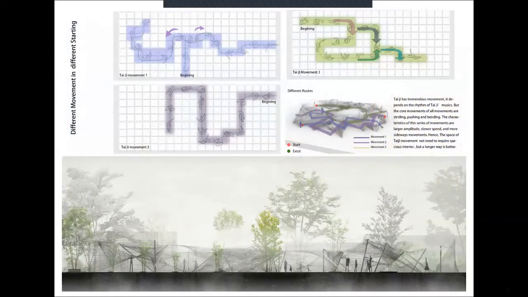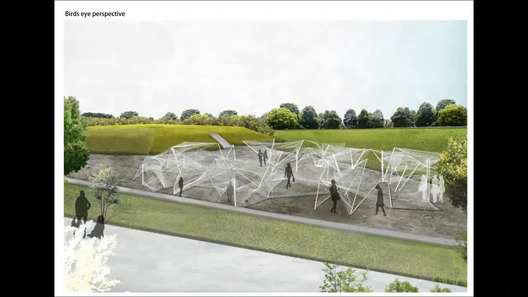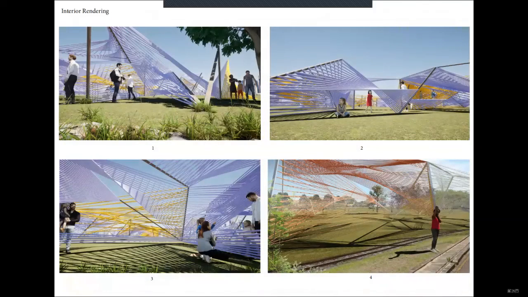Taiji has tremendous movement according to different rhythms, but the core of the movement is similar, push or bending. So the players start at different areas, then they will have different movements. Here's our isometric perspective, and here are our interior renderings. Thanks. In the next part, we will illustrate another location, which is Playscape Park.